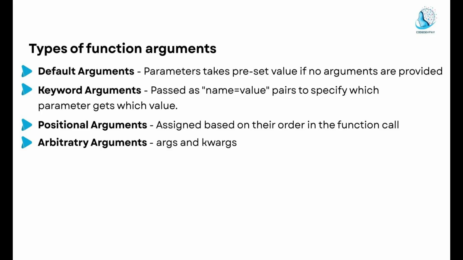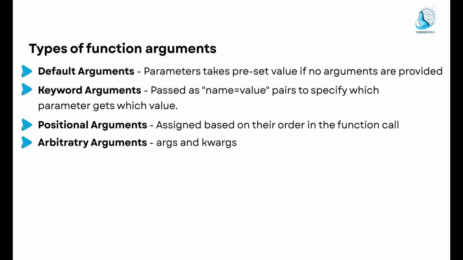Let's look at the different types of function arguments. The first one is a default argument. For the default argument, the parameter is already preset with a value, so that if you are calling the function with no argument, the value given to the parameter when we created the function would be used. We also have keyword arguments. For keyword arguments, whenever we are calling a function, we use the name and value pair so that we can specify which parameter gets which value.